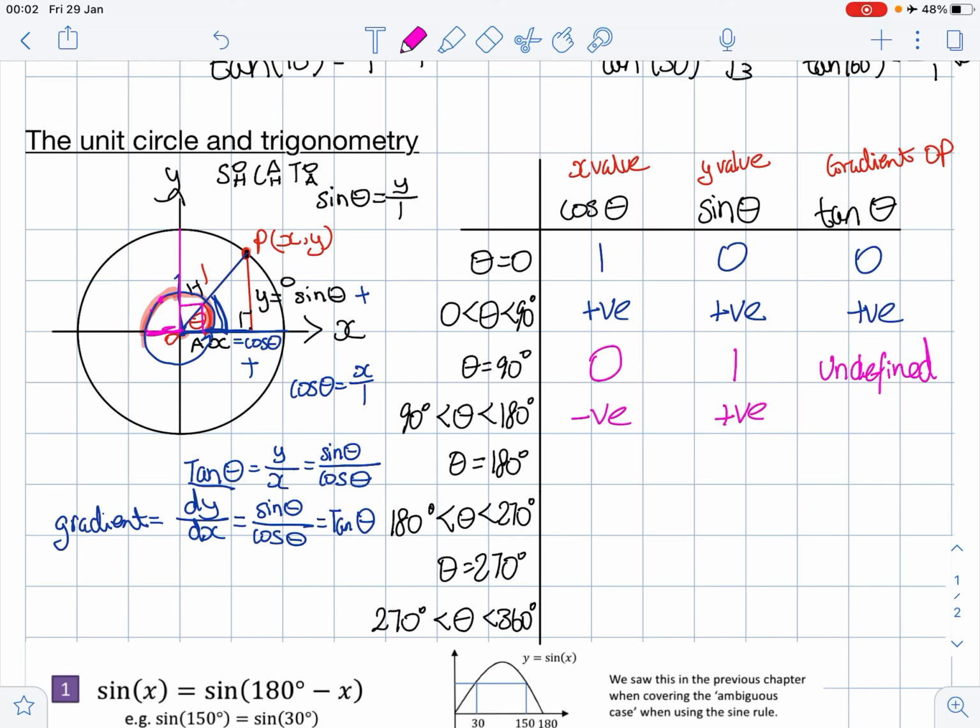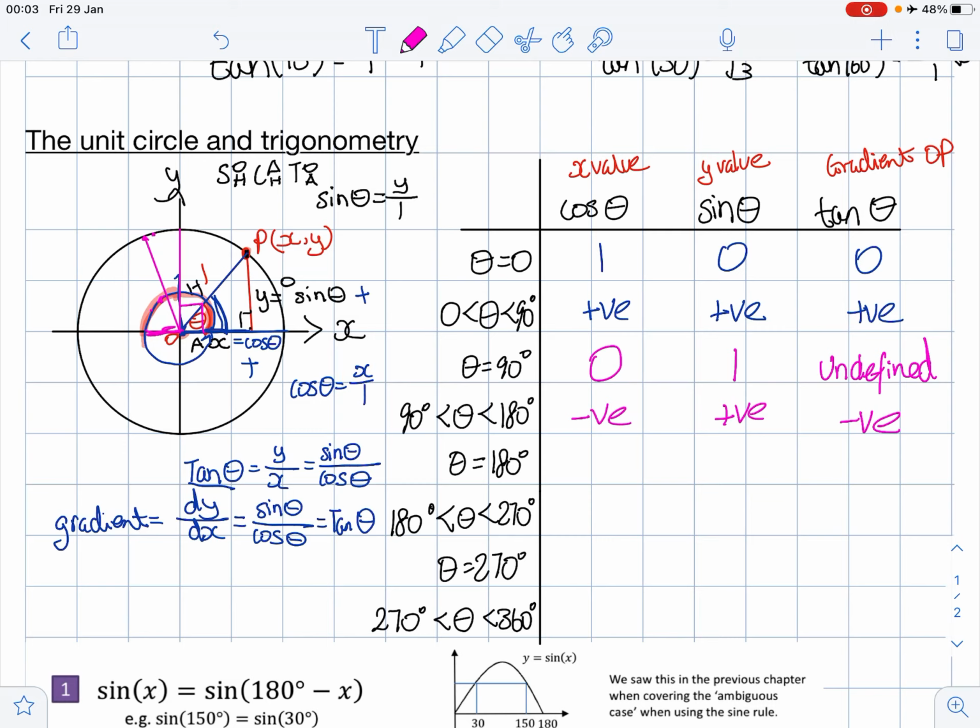Just pick any point on this angle, any values between here. So my x values here could be minus 0.5. Each x value is always going to be negative, and my y value is always going to be positive. For example, here it could be positive 0.9. When a positive is divided by a negative, we have a negative gradient, and tan theta is always going to be negative.